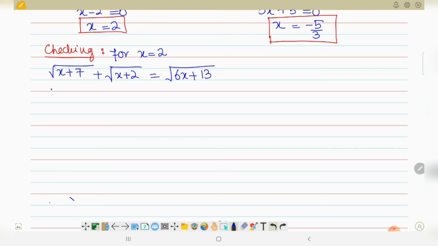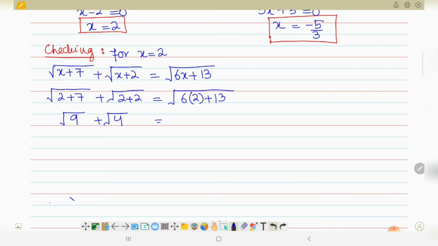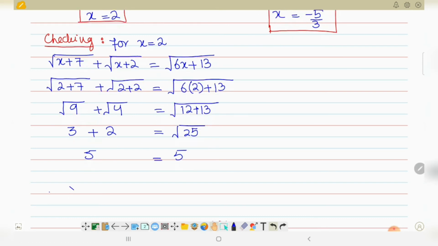Now instead of x I'm inserting 2, plus 7 here, again here 2 plus 2, here it will be 6 into 2 plus 13. 2 plus 7 is 9, 2 plus 2 is 4, 6 2 times is 12 plus 13. Square root of 9 is 3, square root of 4 is 2, here we have 25. So 3 plus 2 is 5 and square root of 25 is 5. So you see we got for the value of x, our equation is satisfied, left hand side equals to right hand side.